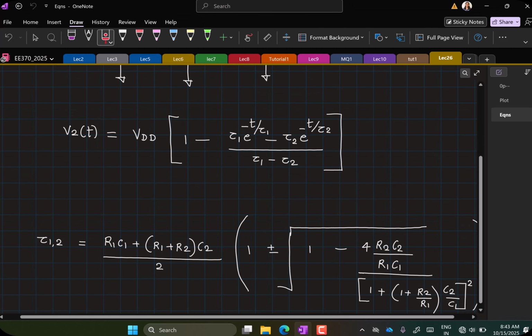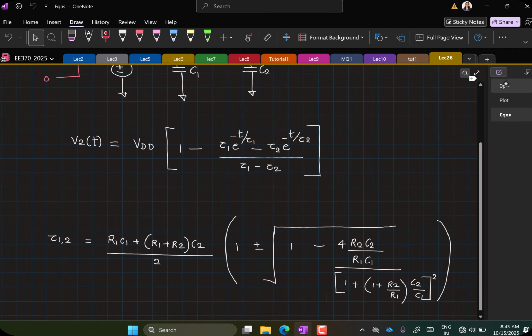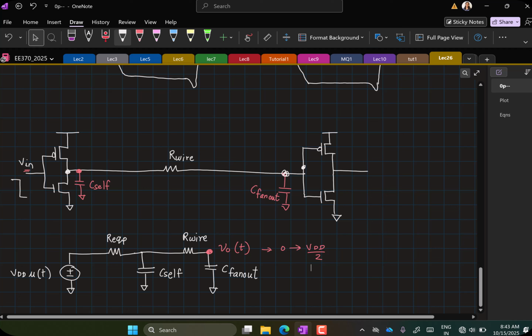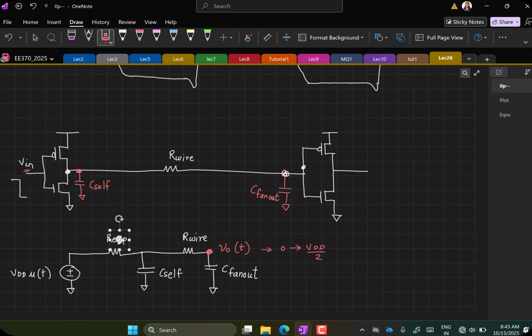Now, why stop at this stage? It's possible that your inverter is going to drive more than one other CMOS inverter or more than one other gate. In which case, you are looking at another R wire being connected here. I'll call this R wire 2, and this is driving another inverter. Corresponding to that, you'll have another C fan out 2 capacitance. So again, no reason to limit here. Maybe the pull-up network is slightly more complicated and you have more resistors and capacitors in this path.